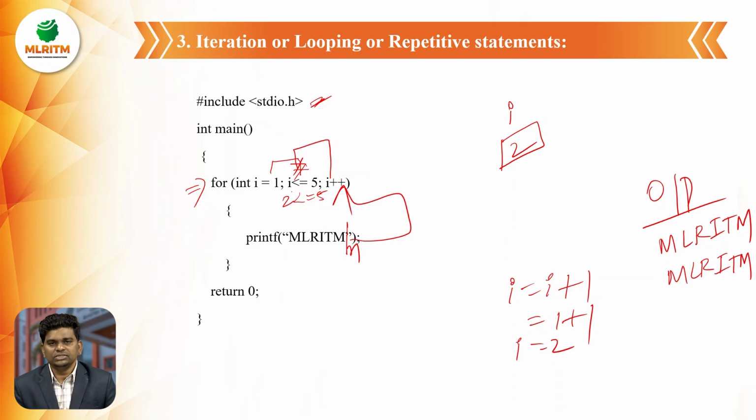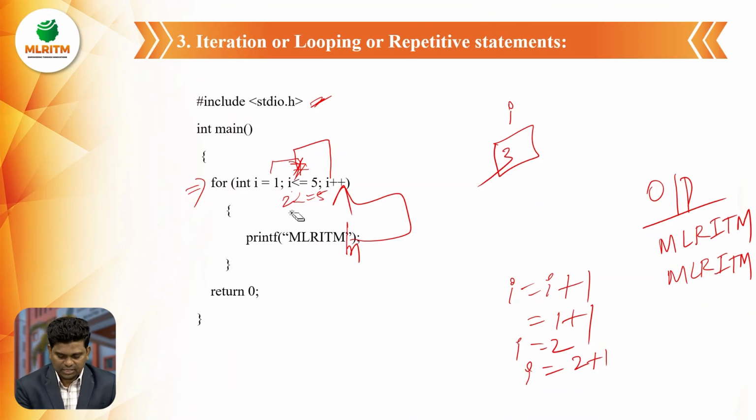After the body, it again goes to the modification i plus plus. i plus plus means i is equal to i plus 1. This expression is evaluated, so 2 plus 1, then the i value becomes 3. After modification it goes again to the condition. Now 3 less than or equal to 5. Again the condition is true, so it enters into the body and again displays MLRITM.